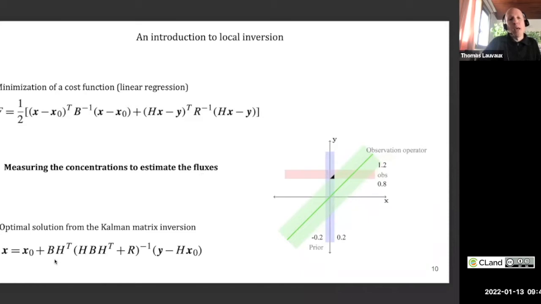You can get here the optimal solution. If you can afford it, because it's quite heavy to compute, this would be your optimal solution. Here, if you want to see it graphically, this is what happens. We need an observation operator, meaning we need a link between the concentrations we measure and the fluxes we want to retrieve. The observations tell you something, your prior tells you something else, and you try to find the optimal solution between the two. At the same time, in some ways, it is consistent with what you thought you knew and what you have observed.